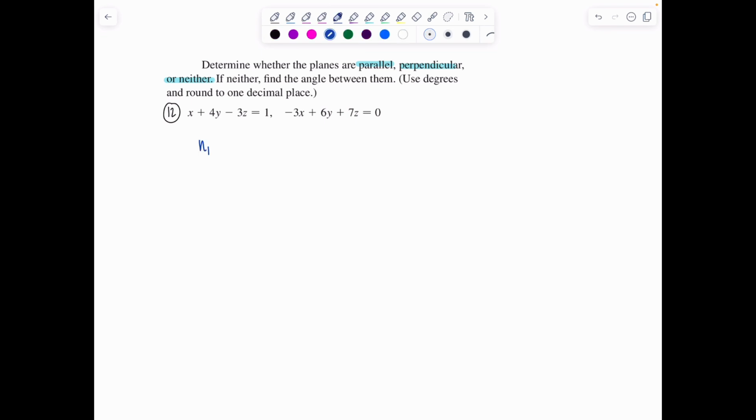Here's a plane. Its normal vector is 1, 4, -3. And then the normal vector for plane number 2 is -3, 6, 7. Well, I can already tell n1 and n2 are not scalar multiples.